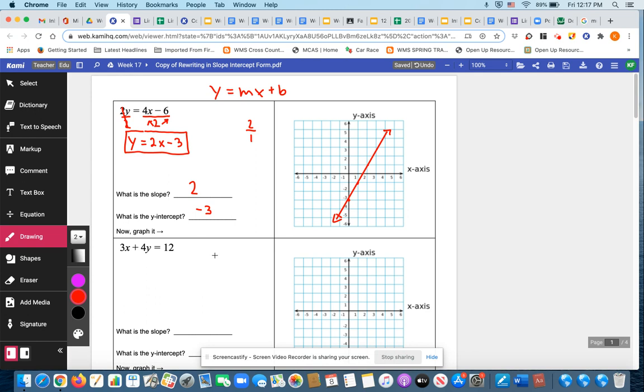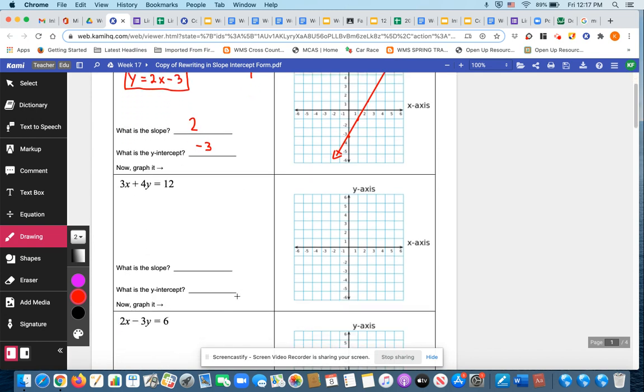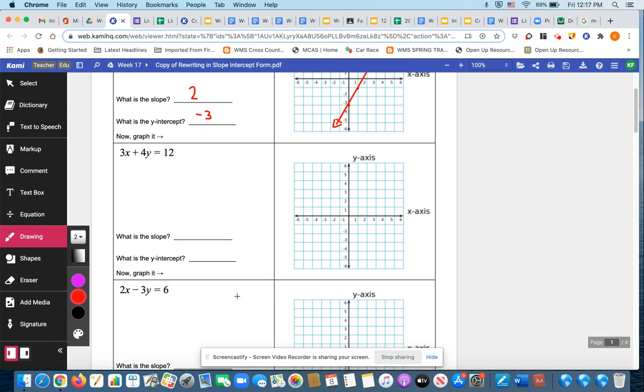What I would do right now is pause the video, and I would make sure that you have this written down in your notes, okay? And please have this first one completed. All right, so after the pause there, let's continue with the second example.